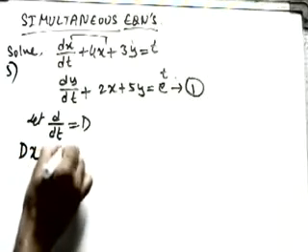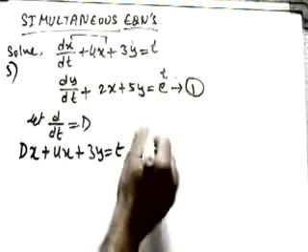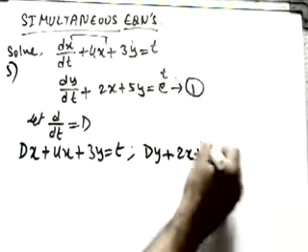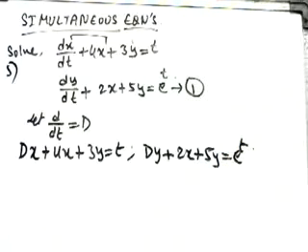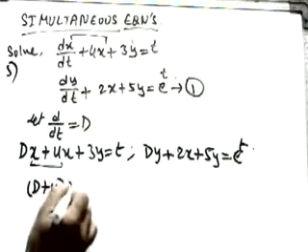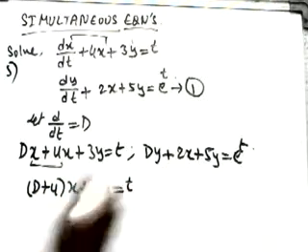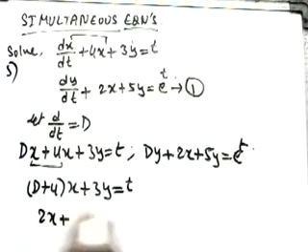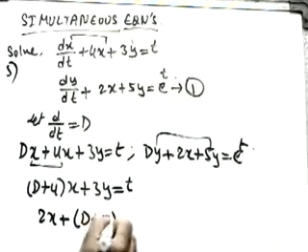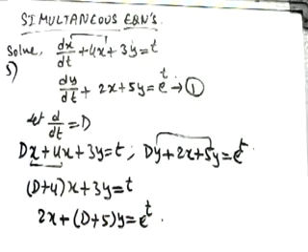So this will become Dx plus 4x plus 3y equals to t, and the second equation will become Dy plus 2x plus 5y equals to e power t. Now take x common from these two terms: it will become (D plus 4) into x plus 3y equals to t. In the same way, write here 2x plus, taking y common, (D plus 5) into y equals to e power t.